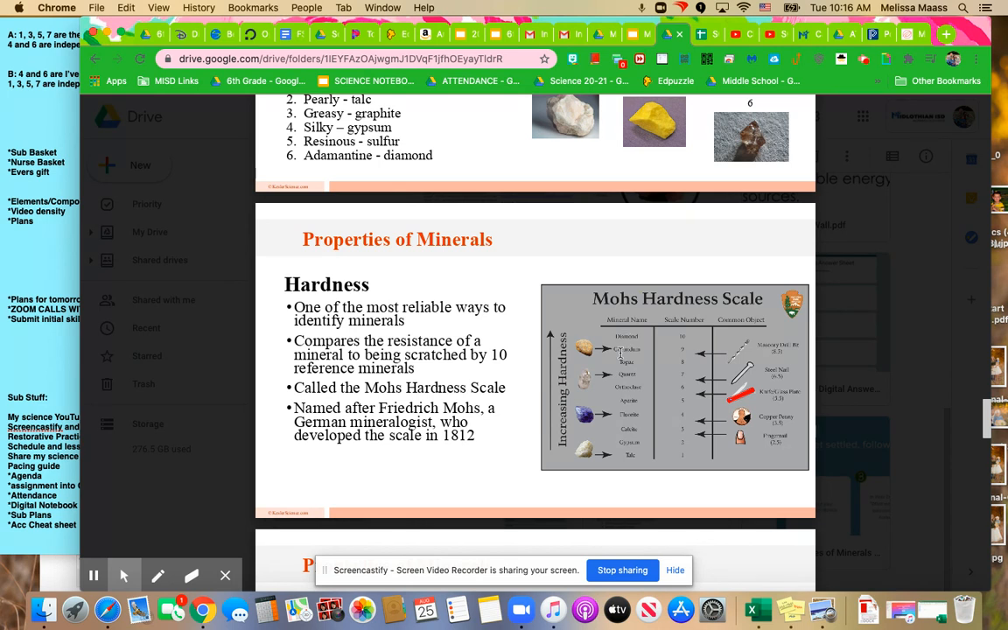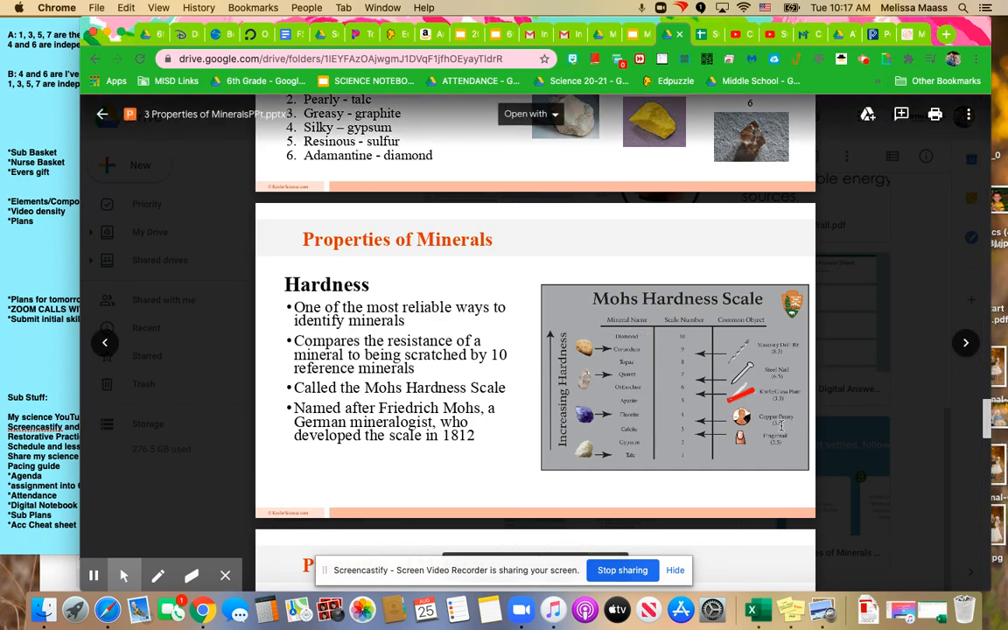anything that is below, if I look at this mineral, this one's apatite. If you look at apatite, it's a 5. It's going to scratch everything below it. So anything at 4, 3, 2, and 1, it's going to scratch. Anything above it at 6, 7, 8, 9, 10, anything above apatite is going to scratch apatite because it's not stronger. Apatite is not stronger than these ones, if that makes sense.